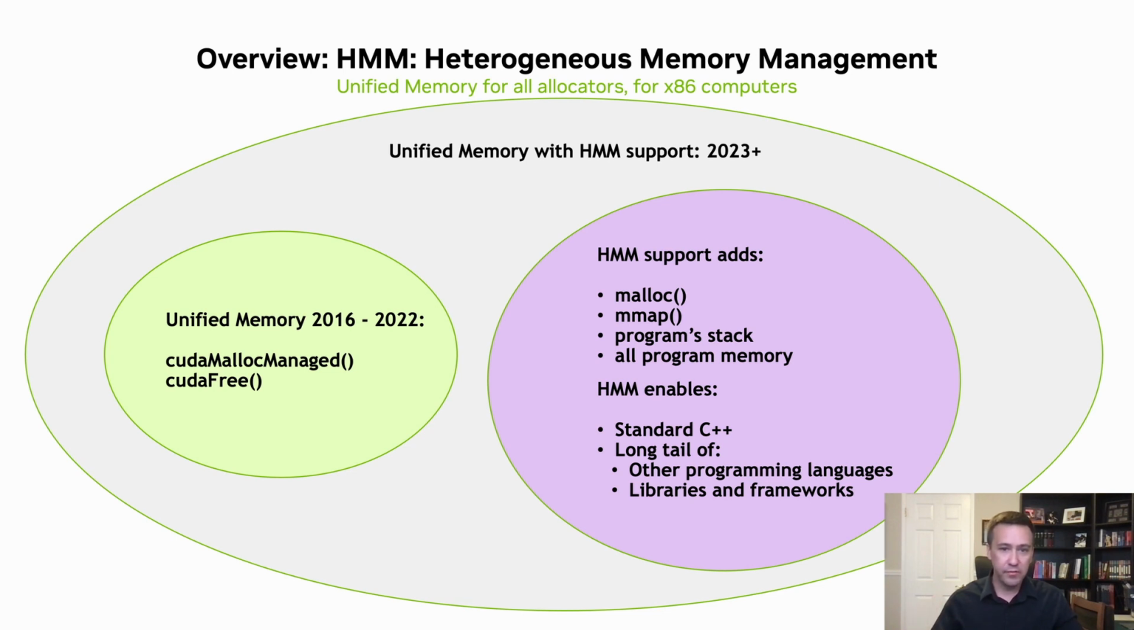Of course, when you have really tightly coupled memory between the host and the GPU, like you find in Grace Hopper, that enables some really awesome optimizations. But even on traditional PCI desktop topologies, you can enable the entire standard of C++. There's a very long tail of other programming languages, other libraries and frameworks, and things like that. And where this becomes important, I'll show you in a second.